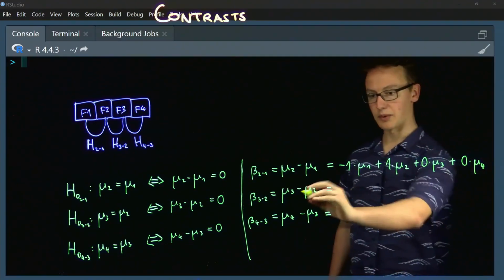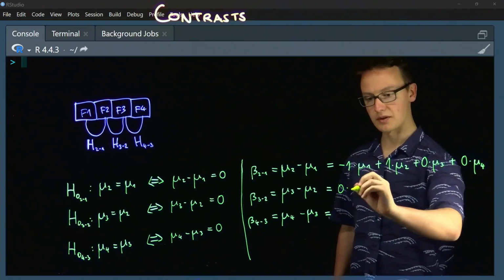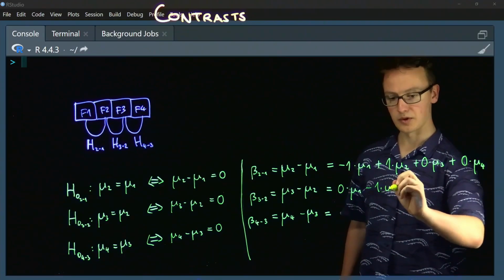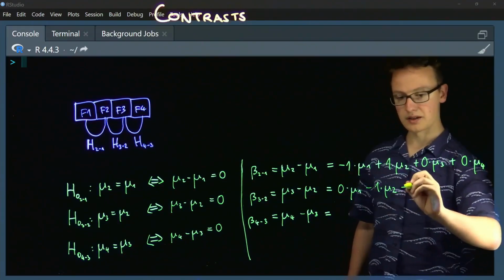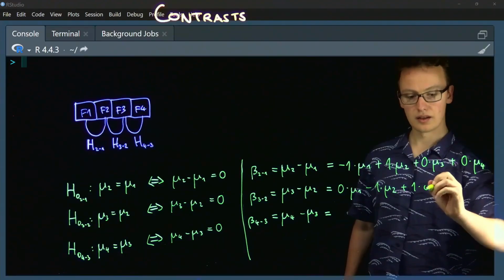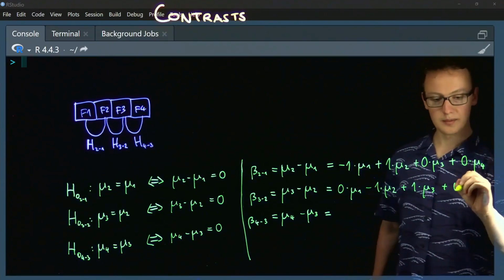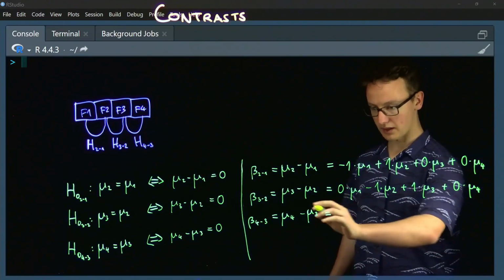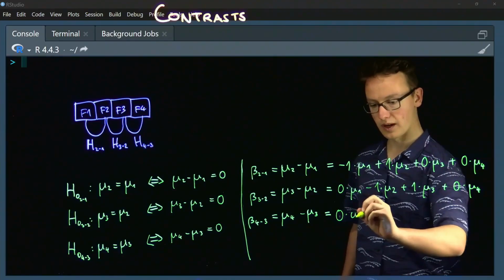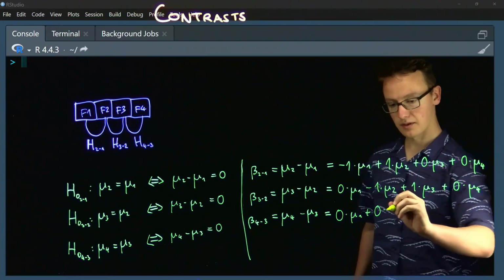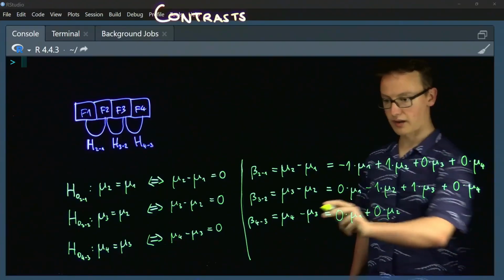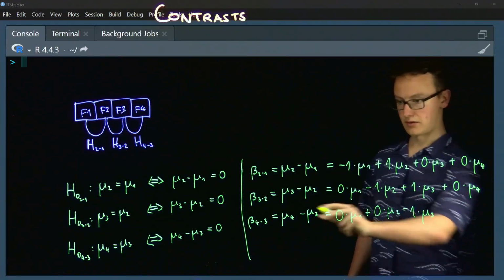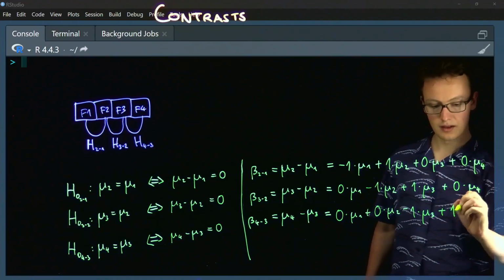And likewise here, what do I have here? For mu1 I have 0, so 0 times mu1 minus 1 times mu2 plus 1 times mu3 plus 0 times mu4, and just the same thing now. Here we have 0 times mu1, 0 times mu2. We do have -1 times mu3, and we also got 1 times mu4, okay?